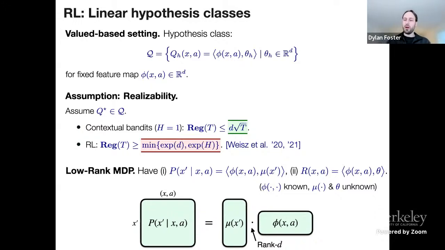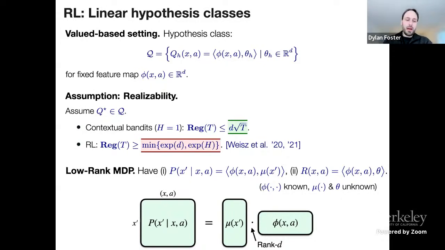So this is still going to be a learning problem. But even though mu is unknown, this still limits the complexity of our dynamics. If we think of P of x prime given x, a as a big matrix, this is saying it has rank at most d. A good property to keep in mind is that the low rank MDP property implies Q star is linear in phi, so it implies realizability, but it's actually stronger in the sense that it implies all policies have linear Q functions. Any questions about this assumption?